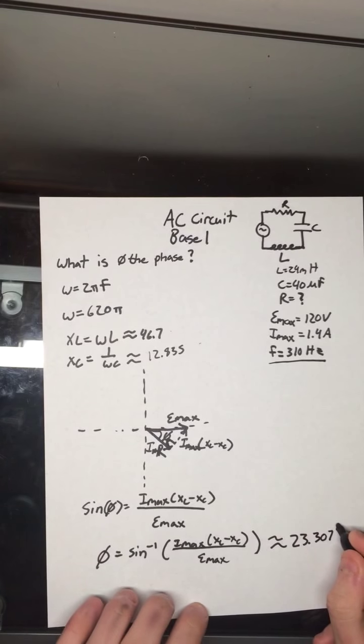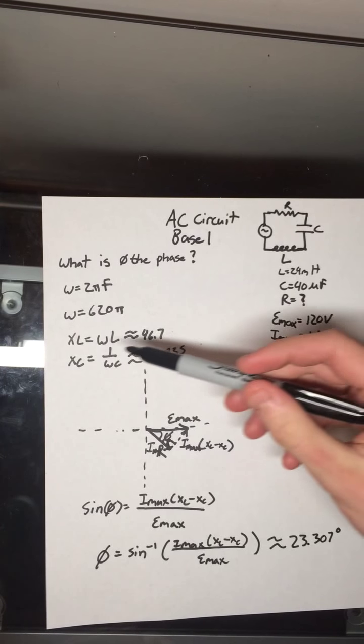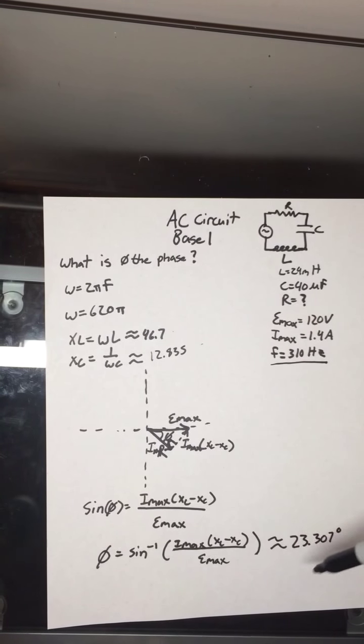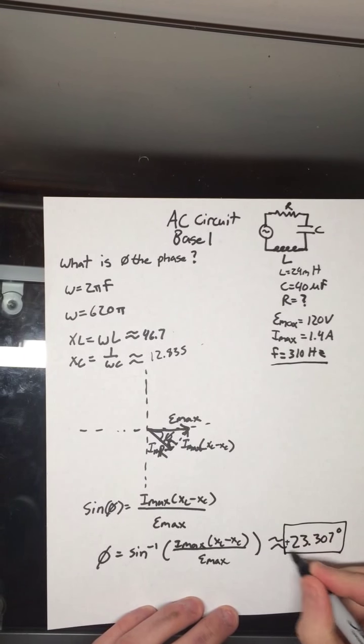23.307 degrees. And on smart physics it says define phi to be positive if the voltage leads the current. Well, we know the voltage leads the current because XL is greater than XC, so positive. And that is your final answer for the interactive example.